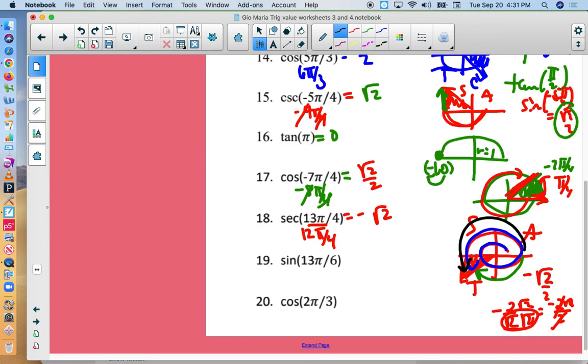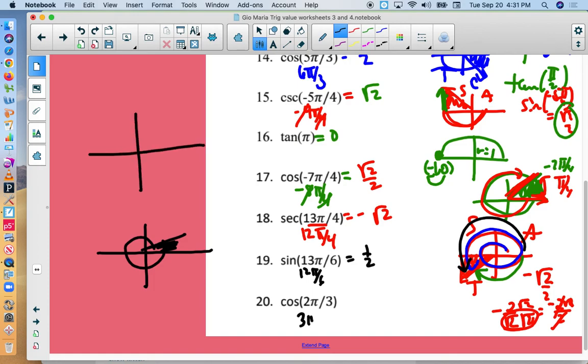Okay, sine of 13 pi over 6. So the closest multiple is 12 pi over 6. You'll get to do this in your head. It's 2 pi. 13 pi over 6 goes past it, a 30-degree angle. This one's 1/2. Cosine of 2 pi over 3.